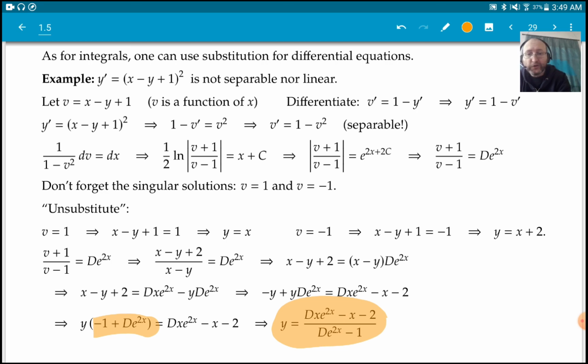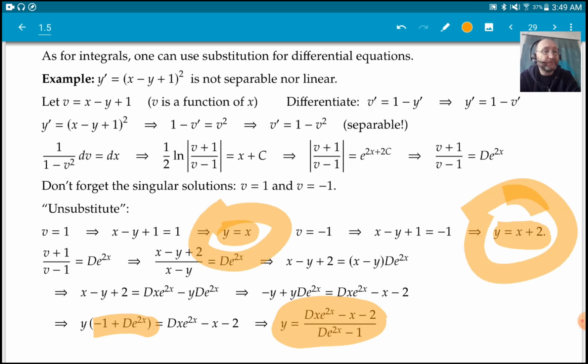So basically, the general solution is this one and this one. If you have an initial condition, you plug that in. You first check if it's one of the singular solutions, if it's this or this, and if it's not, then you figure out which d would give you your initial condition.